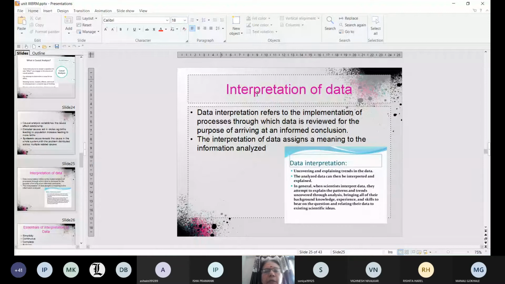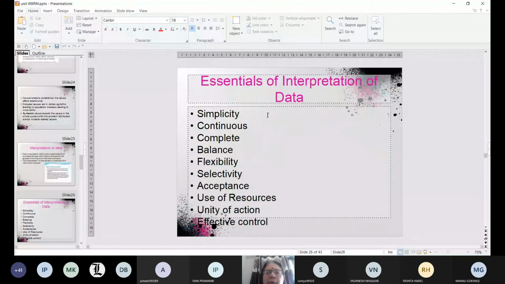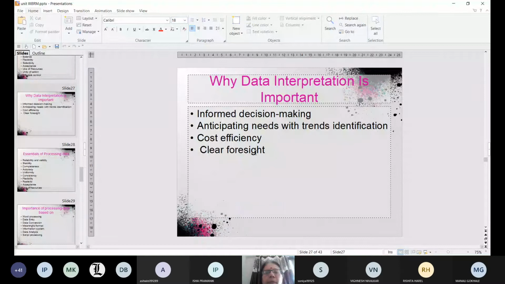Once the data is processed, you need to interpret the data. What do you mean by interpretation? It means trying to make some sense, find out some trends or develop some meaning from the data which you have analyzed. In order to have a good interpretation of data, it has to be simple, continuous, complete, balanced, flexible, selective, and must be accepted by all. You should make use of the best of the resources in the best way. There should be unity of action and effective control.